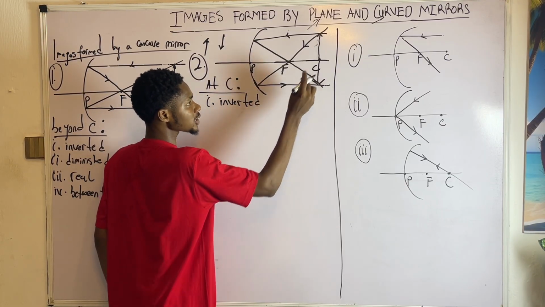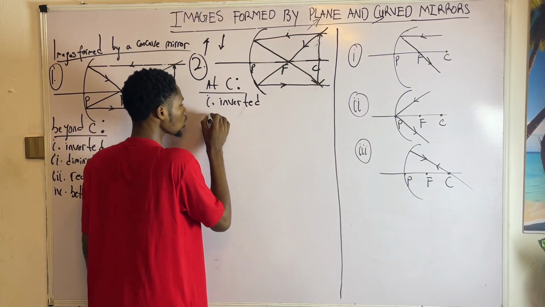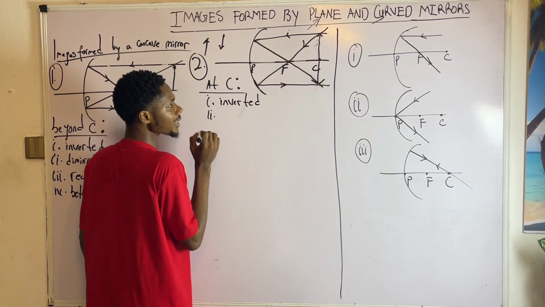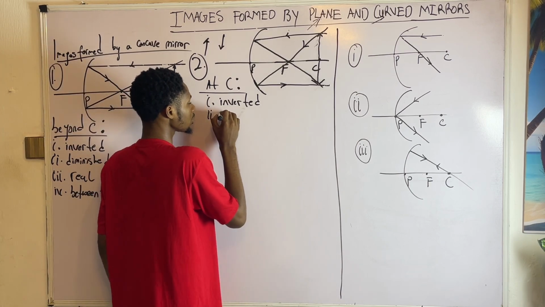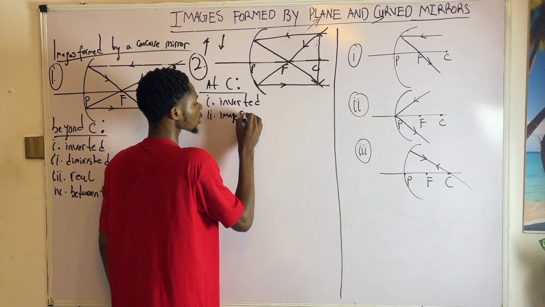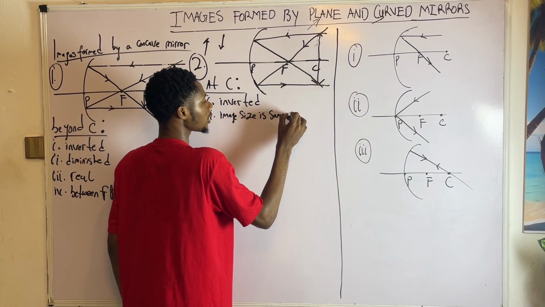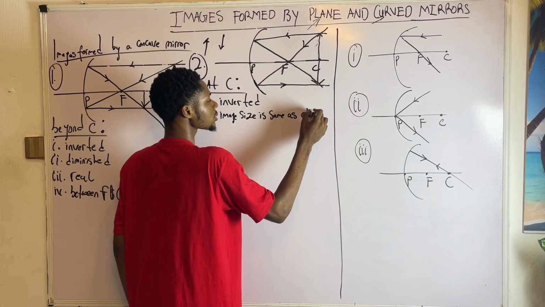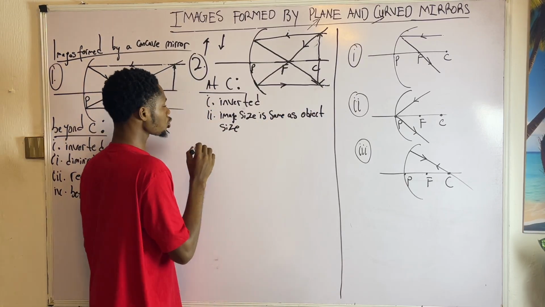Now, what you notice is that from here to here, same as from here to here, the size of the object is the same as the size of the image. So we can also say that image size is the same as object size.